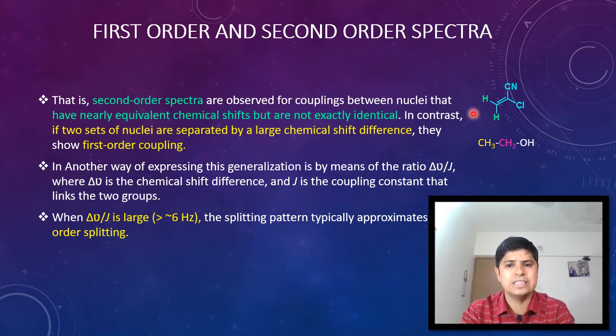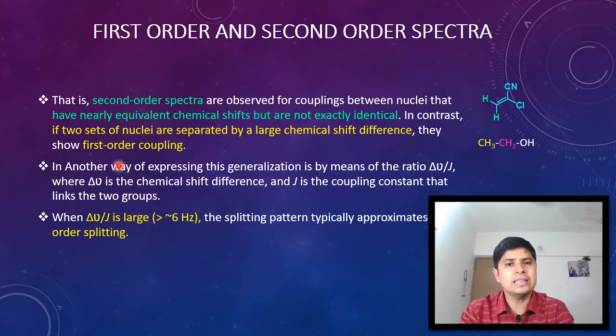Suppose this proton of alpha chloroacrylonitrile is resonating at 6.5 delta and this one is resonating at 6.3 delta. So delta nu will be 6.5 minus 6.3, that is 0.2. Now delta nu is divided by J, where J is the coupling constant of these two nuclei. So delta nu is the chemical shift difference, and J is the coupling constant that links the two groups.